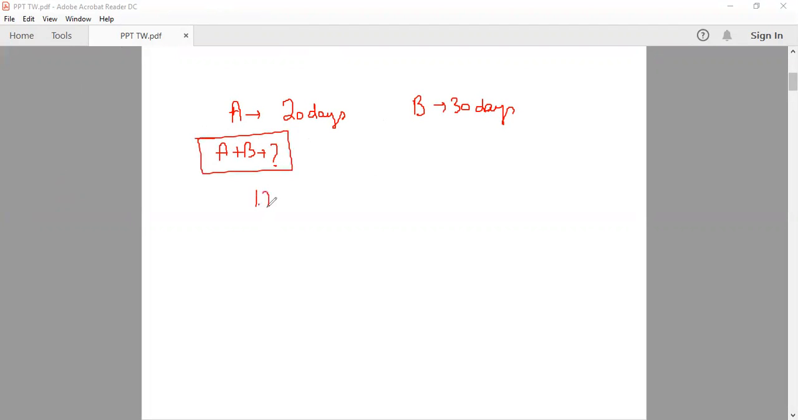So the first approach that we will do, we call it LCM or unitary approach. Now what is the LCM or unitary approach? We assume the work to be something. We always assume the work to be the LCM of the given number of days. Here the given numbers of days are 20 and 30. So I am assuming that my work is the LCM of 20 and 30. The work is 60 units.